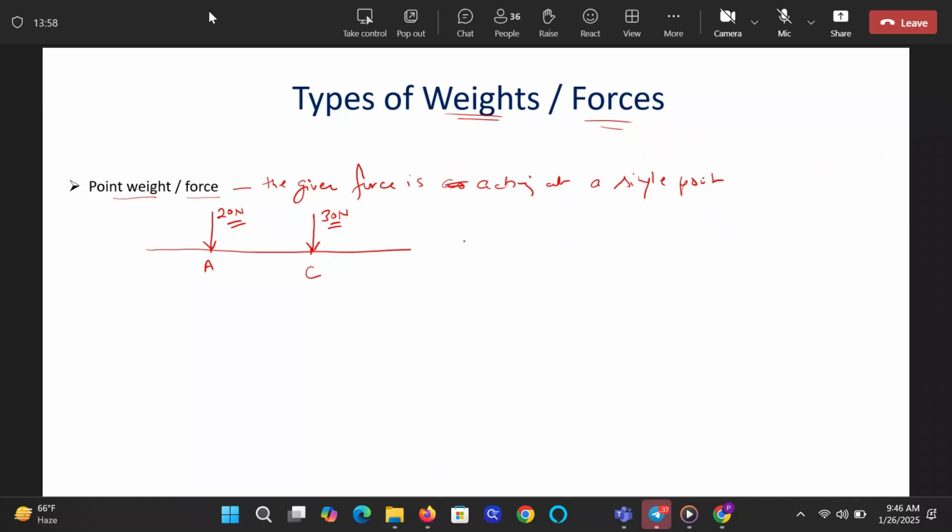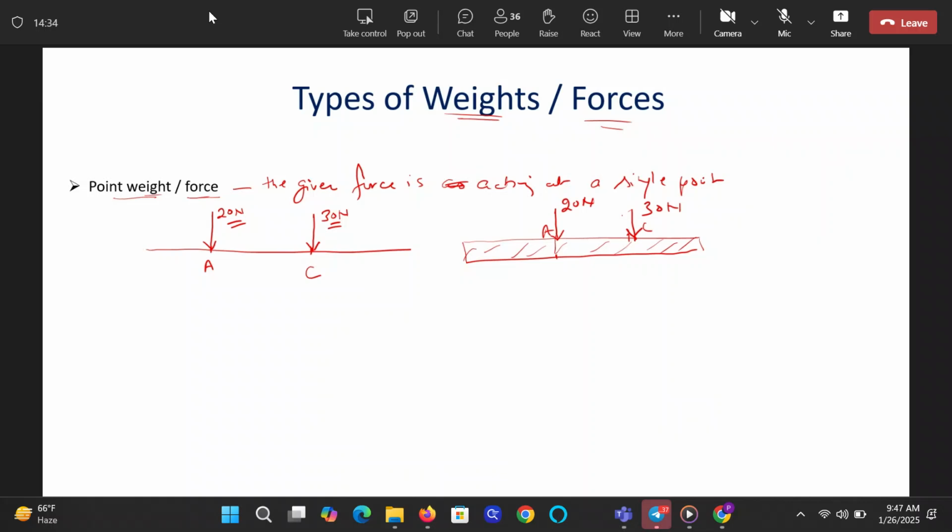If it was a beam of uniform cross section, again first we'll draw the beam, and let us say we have these points A and C here and there, and again you have point forces. Then you'll put 20 newtons here and 30 newtons here. Is it clear what is meant by a point force or a point weight, and how they would be represented on a light beam and a beam of uniform cross section? Am I clear? Yes, sir.